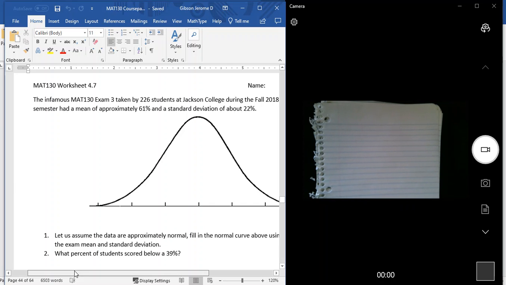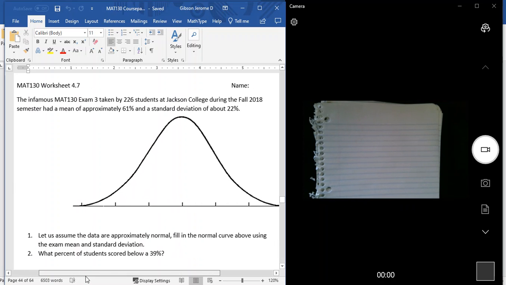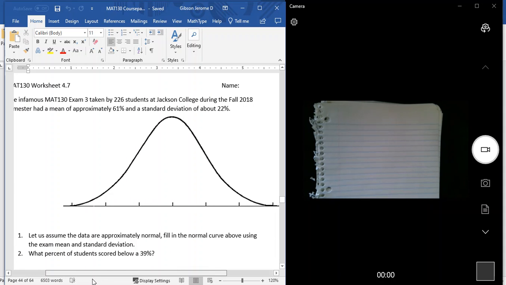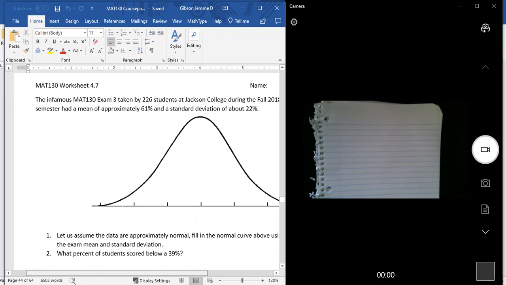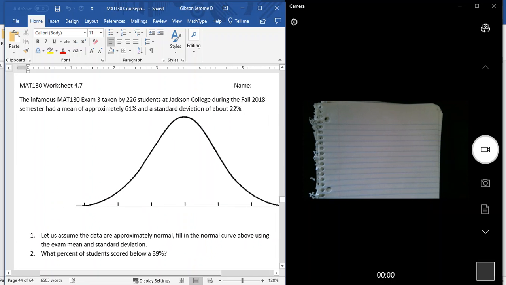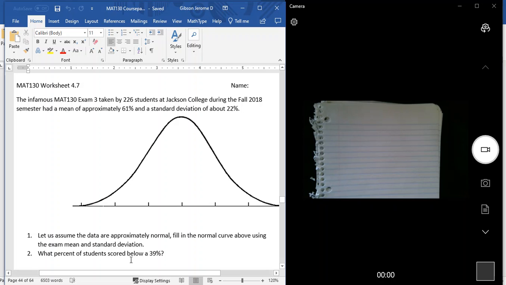Okay, it says the infamous Math 130 Exam 3 taken by 226 students at Jackson College during the fall 2018 semester had a mean of approximately 61% and a standard deviation of about 22%. Let us assume the data are approximately normal. Fill in the normal curve above using the exam mean and standard deviation.